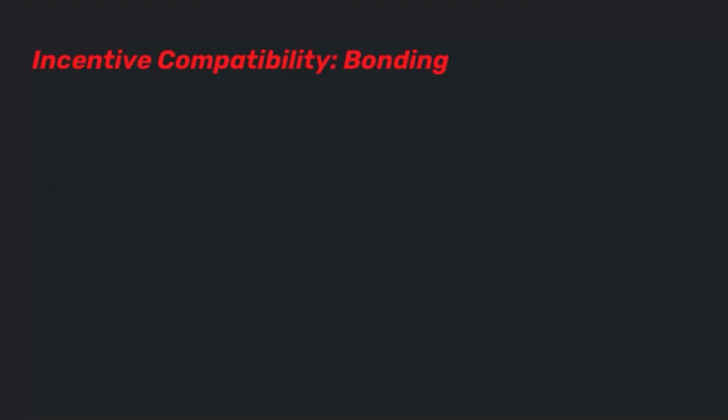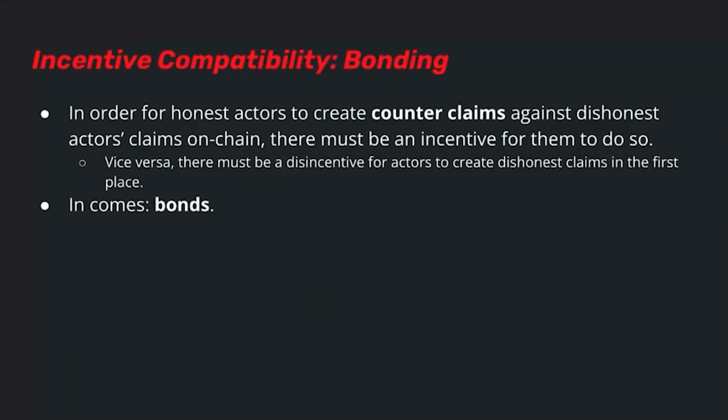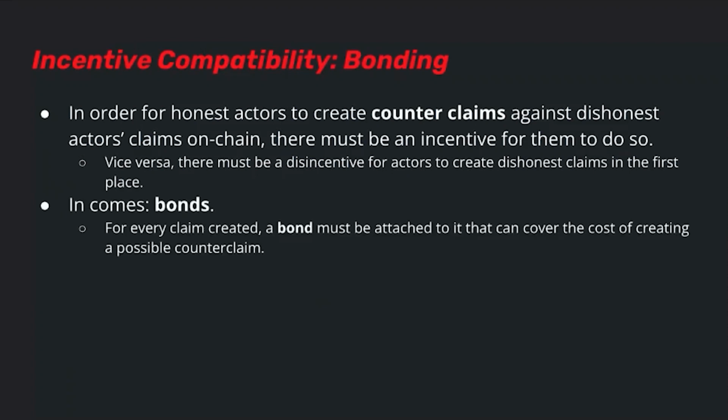So we start off with bonding. In order for honest actors to create counterclaims against dishonest actors' claims on chain, there must be an incentive for them to do so. They have to pay gas in order to create these claims, etc. You have to incentivize them to do it. And vice versa, there must be a disincentive for actors to create dishonest claims in the first place. So in come bonds. For every claim that gets created, a bond must be attached to it that can cover the cost of creating a possible counterclaim.